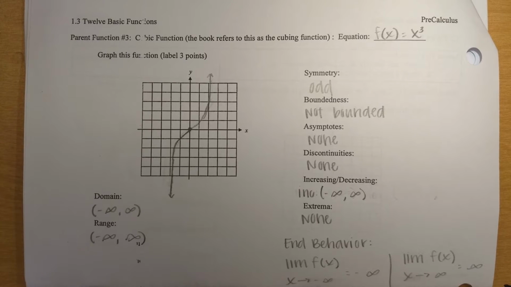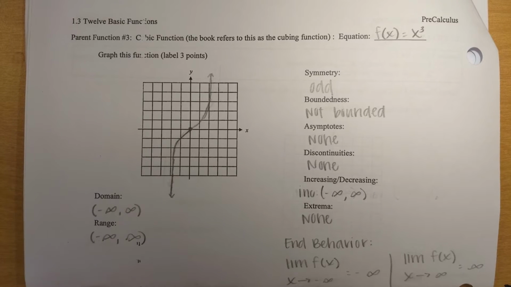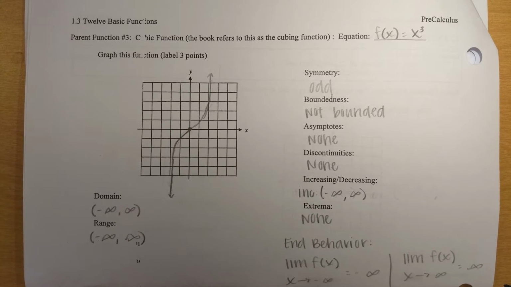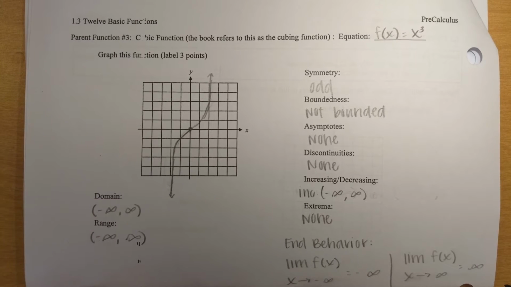This is a cubic function. The domain is negative infinity to infinity, and the range is negative infinity to infinity. Cubic functions have odd symmetry. When you plug in the opposite x, in this case negative x, the function flips. It's not bounded, there are no asymptotes, and there are no discontinuities. It increases from negative infinity to infinity, and there are no extrema.